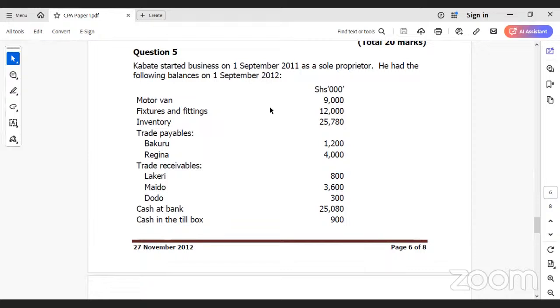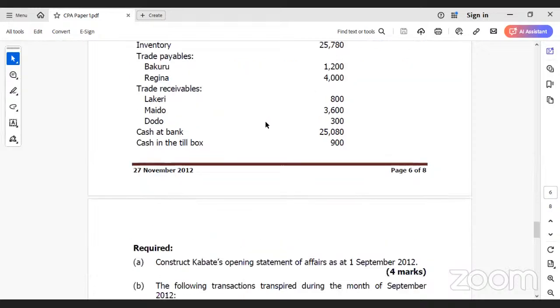So this was the question which we attempted last time. We saw how to come up with an opening statement of affairs. That was part of the question. And I told you that the statement of affairs is normally prepared to arrive at the opening capital. In case the opening capital of the business has not been given, then you can prepare what we call the statement of affairs to arrive at that opening capital.